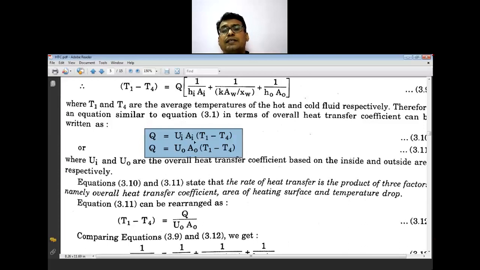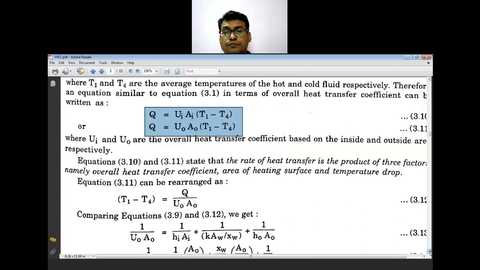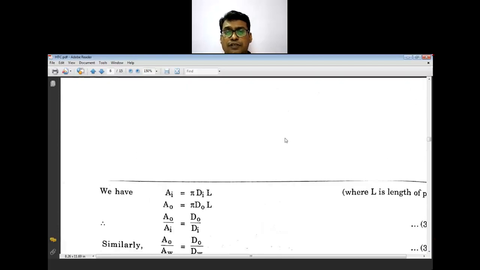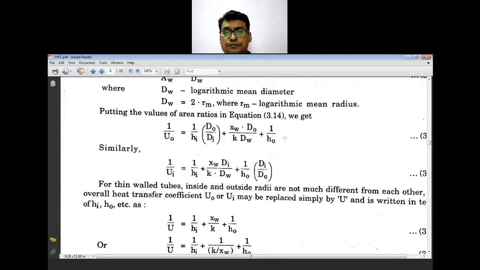When you take the UI, your inside surface area is to be taken into account. When you mention the outside surface area, then you are calculating the UO. That is, UI and UO are the overall heat transfer coefficients based on the inside and outside surface area respectively. So you are getting the same equation we discussed previously.